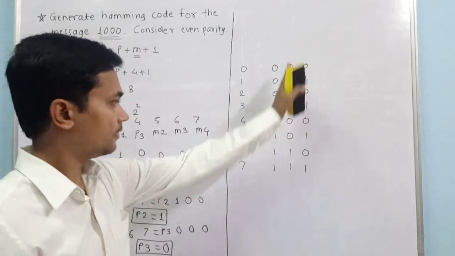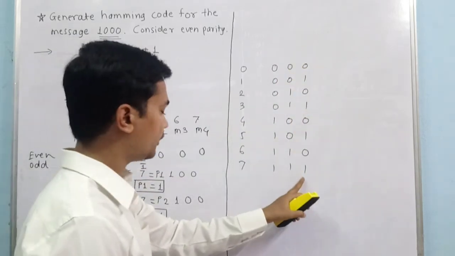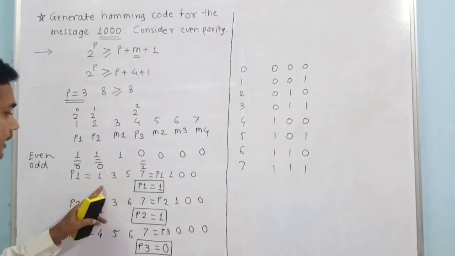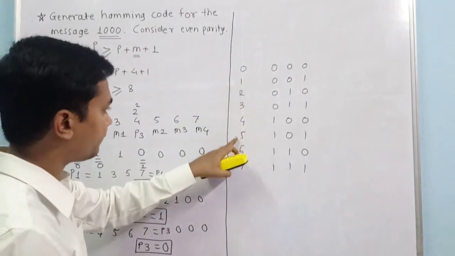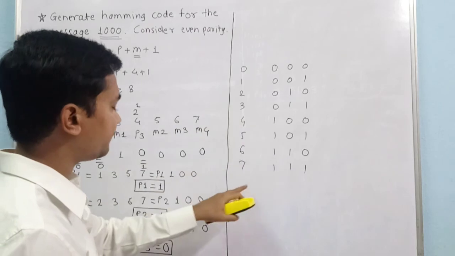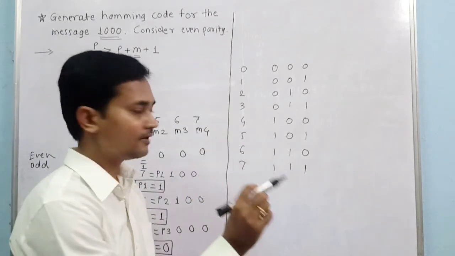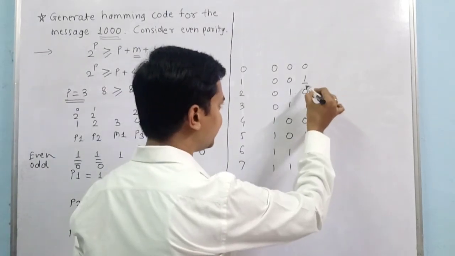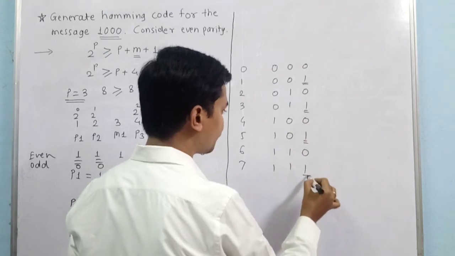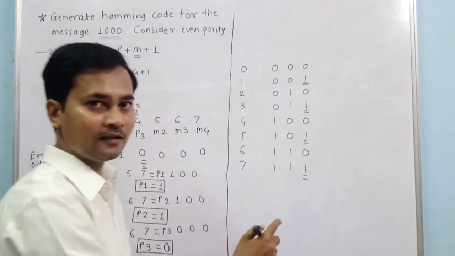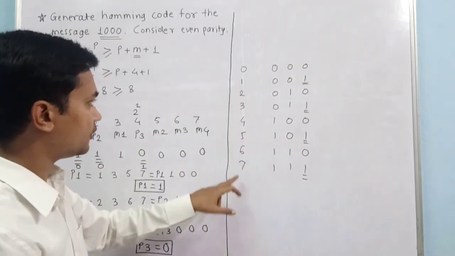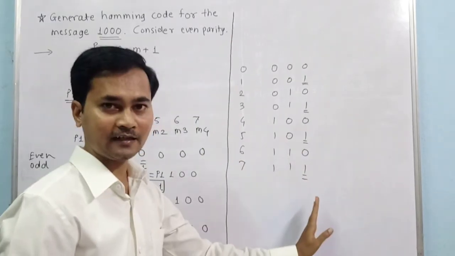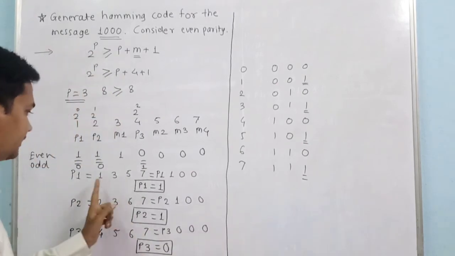Now look at these bit formats. To calculate P1, I have taken positions 1 3 5 7. In these positions 1 3 5 7, the logic 1 is present in the LSB. Wherever logic 1 is there, I have taken only those positions. That's why 1 3 5 7 should be selected for the LSB.